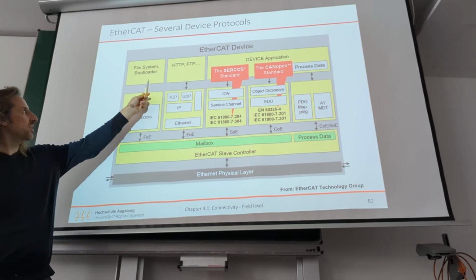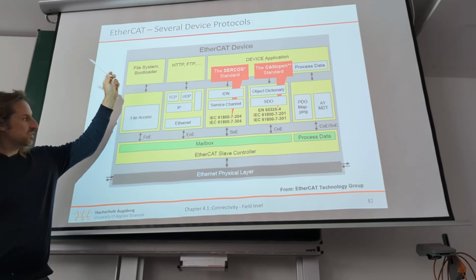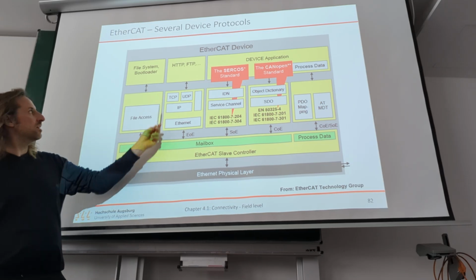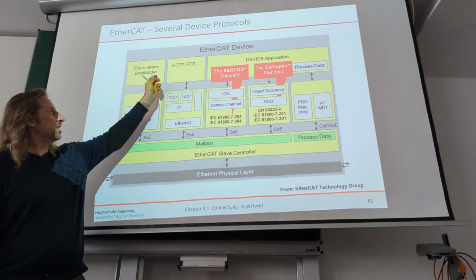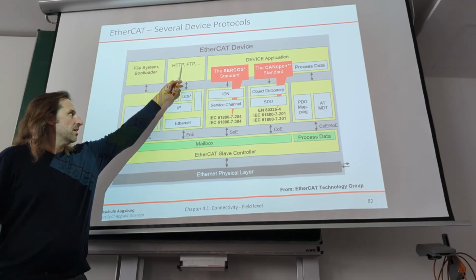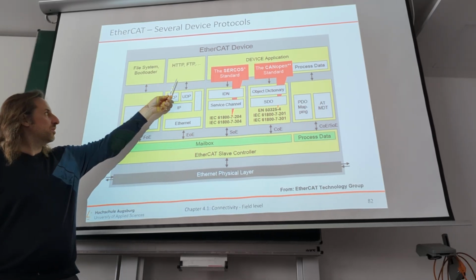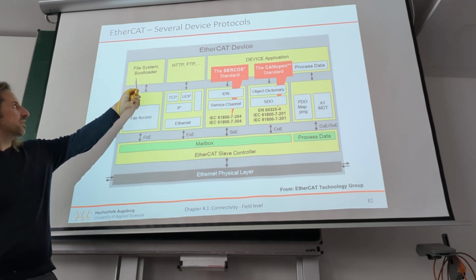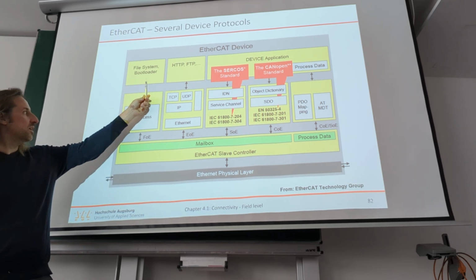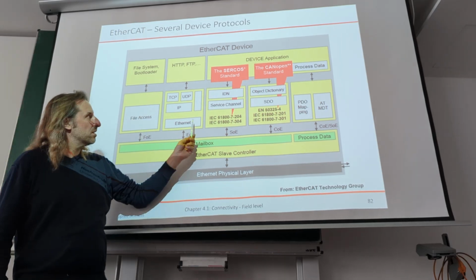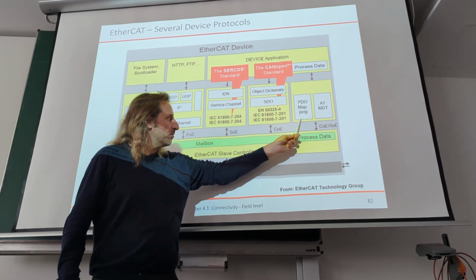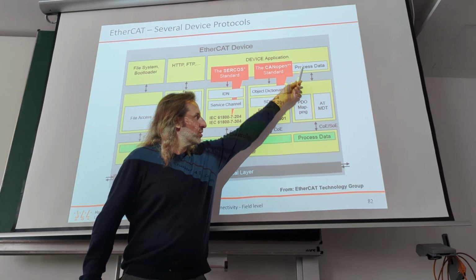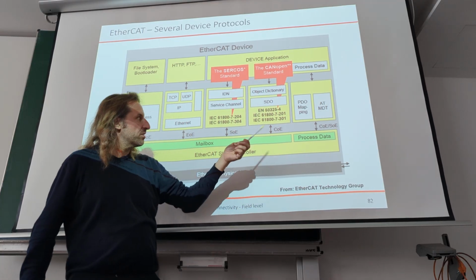Then you have additional things like file system, bootloader, things that allow you to modify the firmware and transfer files. You could use FTP for that as well. So this is like standard Ethernet with your normal internet traffic. This is some additional library functions that you can use to interact with your device. And on this side, you have the interaction with the device itself in terms of real-time data. You have the process data that gets exchanged each and every cycle.